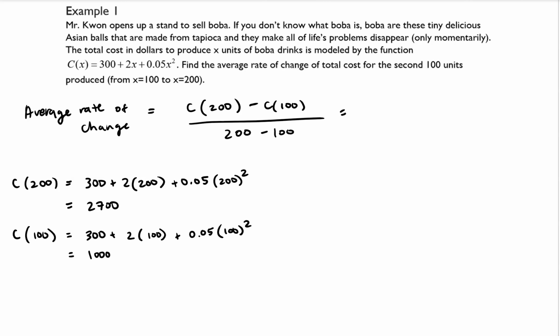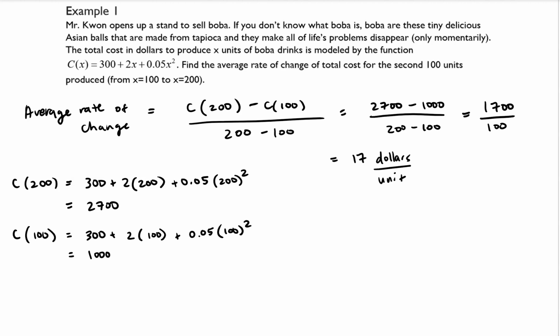So if we simplified this, we get 2,700 minus 1,000 over 200 minus 100. And then if we simplify that, that's going to look like 1,700 over 100. And then that ends up equaling $17 per unit. So that means on average, when producing units between 100 and 200, the average cost is $17 per unit.